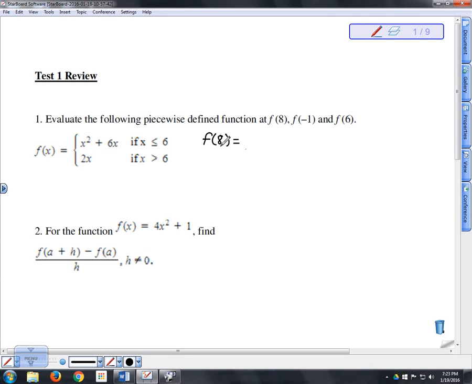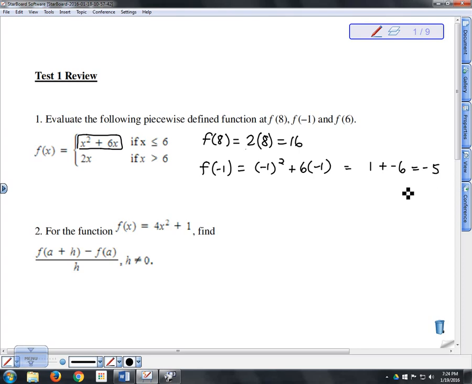So 8 fits into this piece of the domain, x is greater than 6, so you need to plug 8 into that piece of the function. 2 times 8 equals 16. The next one, f of negative 1 fits into this part of the domain when x is less than or equal to 6. So you have to plug in a negative 1 into that piece of the function. So negative 1 squared plus 6 times negative 1 is equal to 1 plus negative 6, which is negative 5.